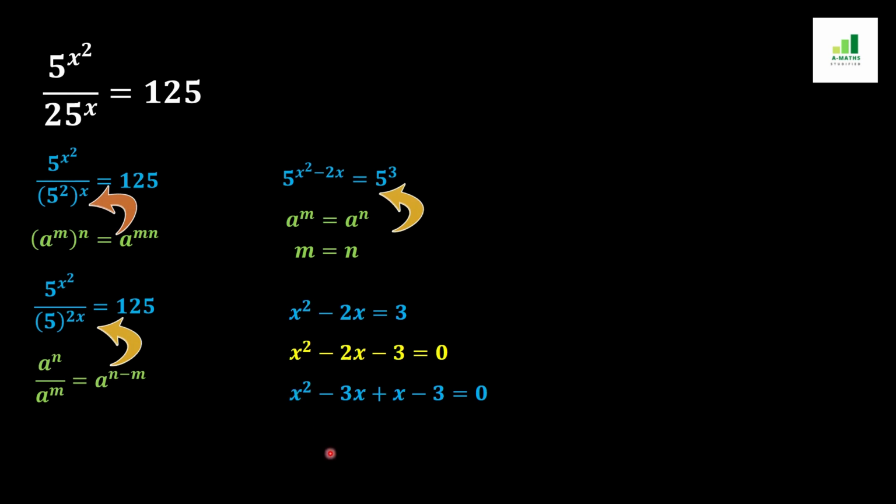Now in the next step, we should take common x from this expression, and we should get x minus 3, and we should take common plus 1 from both of these values, and we should get plus 1, and x minus 3 will be the remainder. Now we should take common x minus 3 from the whole expression, and we should get x minus 3 as a common value, and x plus 1 will be the remainder.